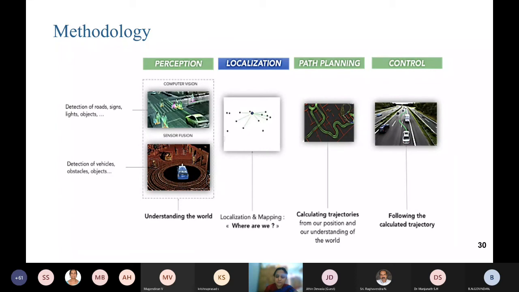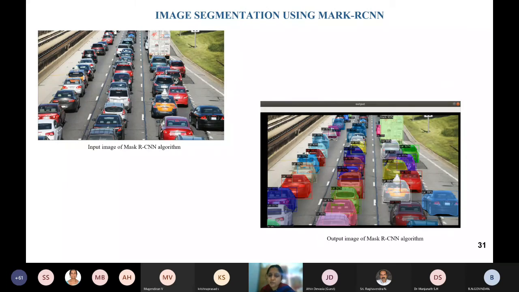Perception, that is computer vision and understanding; localization, where I am, what I am doing; path planning, what route I need to take; and the final would be the control. So the first part was the image segmentation that we did. These are the results we have got. Here we try to identify different cars and different objects in front of us.